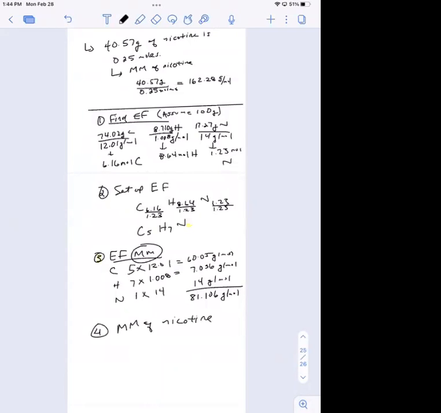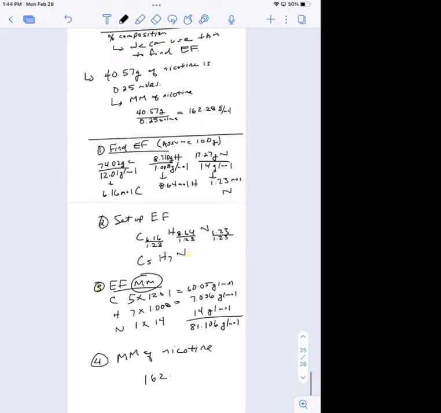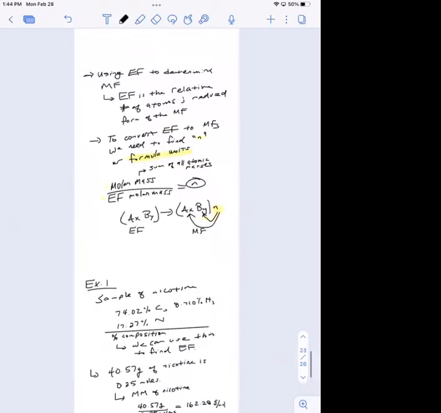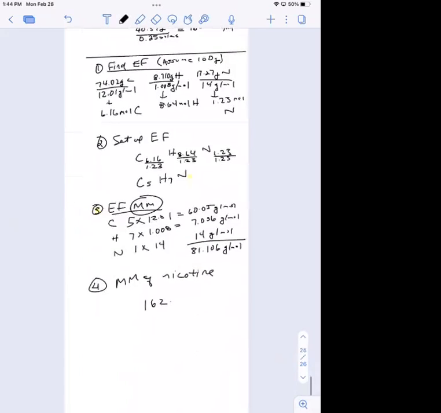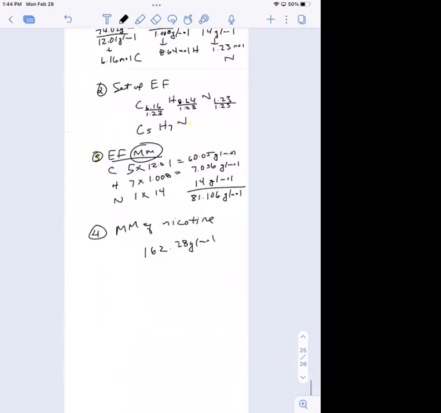We got that up top, which was 162 point, what was it? 162.3. Yeah, 162.28. Right, so we already calculated that. So now we just need to find formula units. Find N.